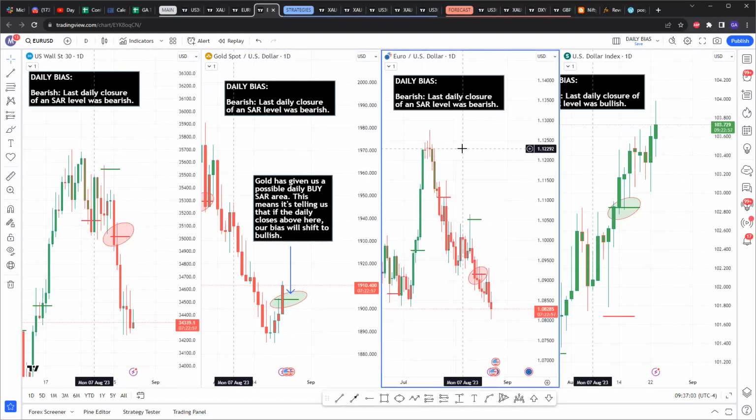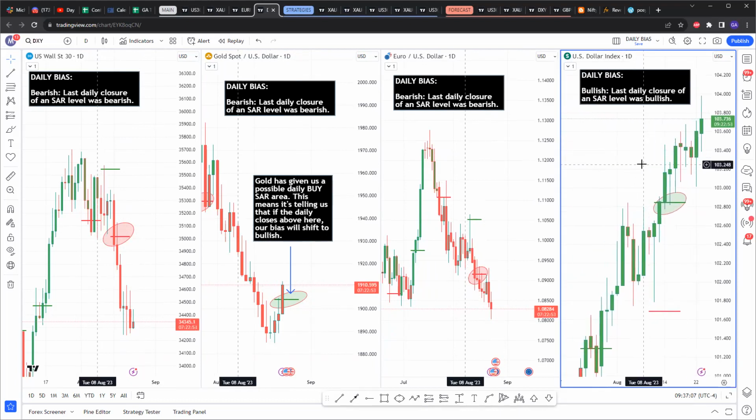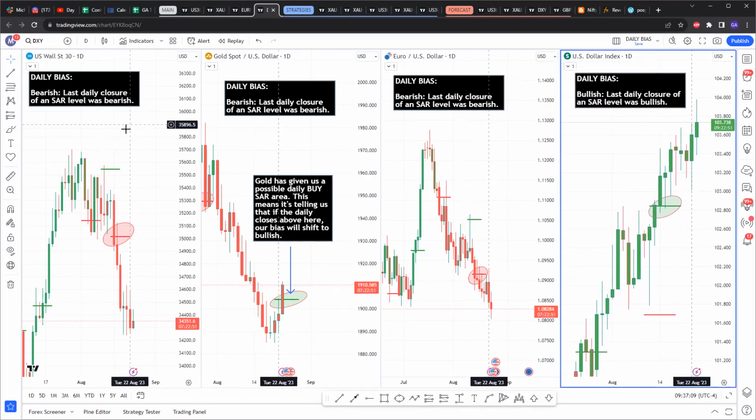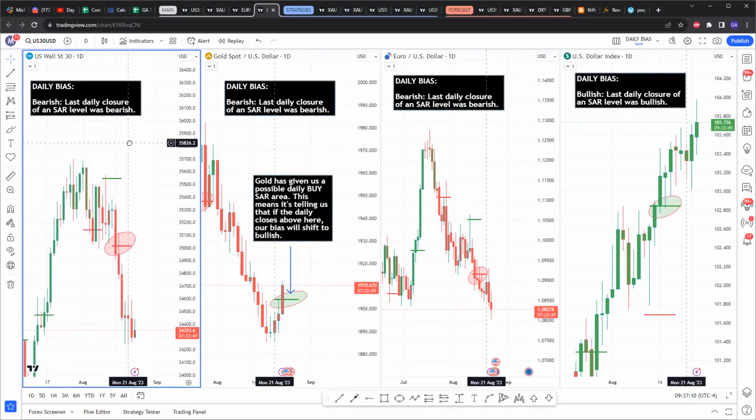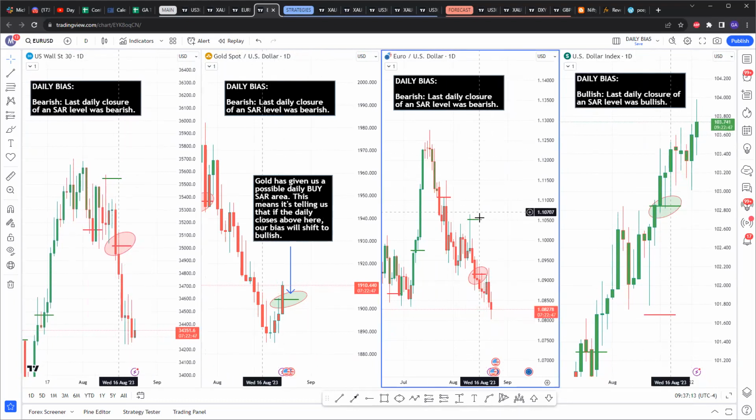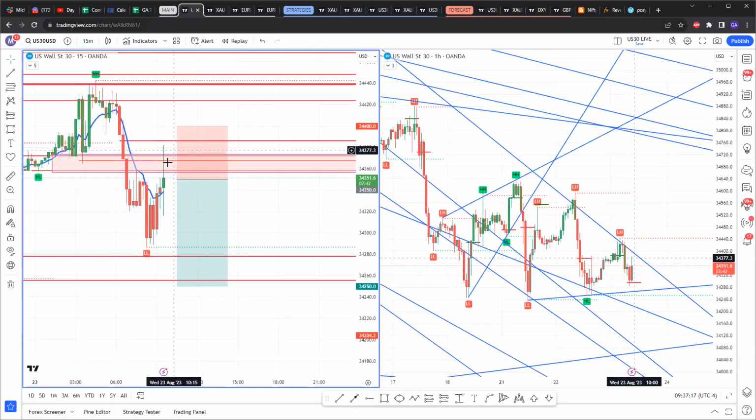EU, let's see, just a second. EU daily still bearish. Now for US 30, we had this zone.